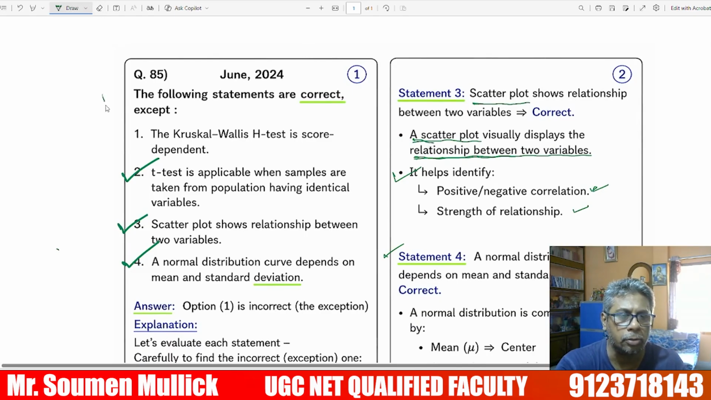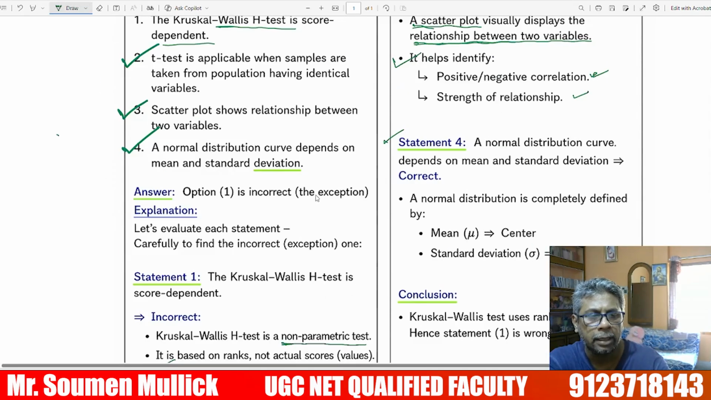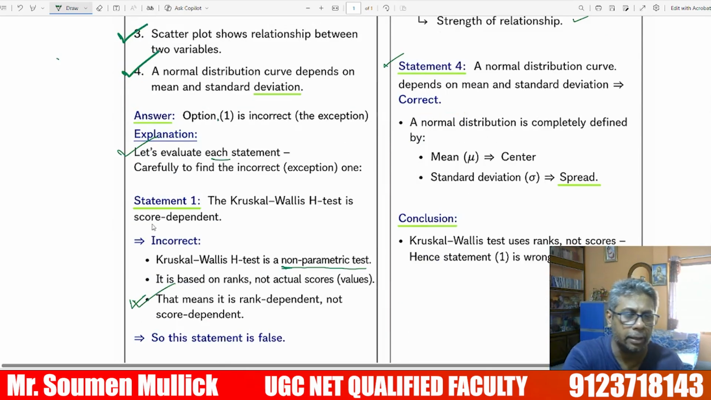In the case of the Kruskal-Wallis H test, the first statement says the Kruskal-Wallis H test is score dependent. This statement is incorrect. Why incorrect? We have to evaluate this statement, because the Kruskal-Wallis H test is score dependent.